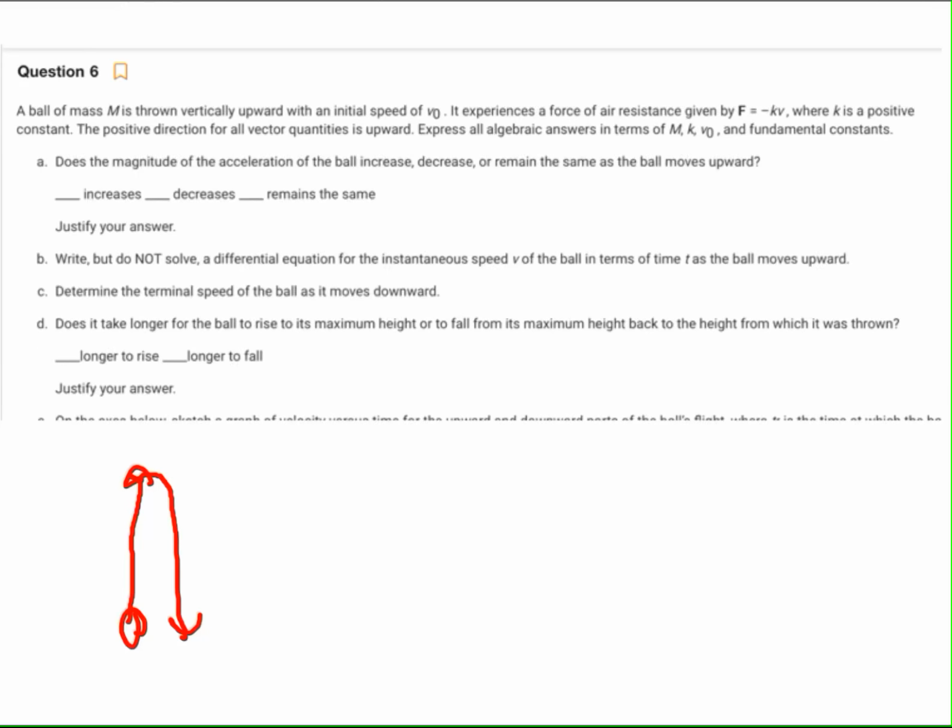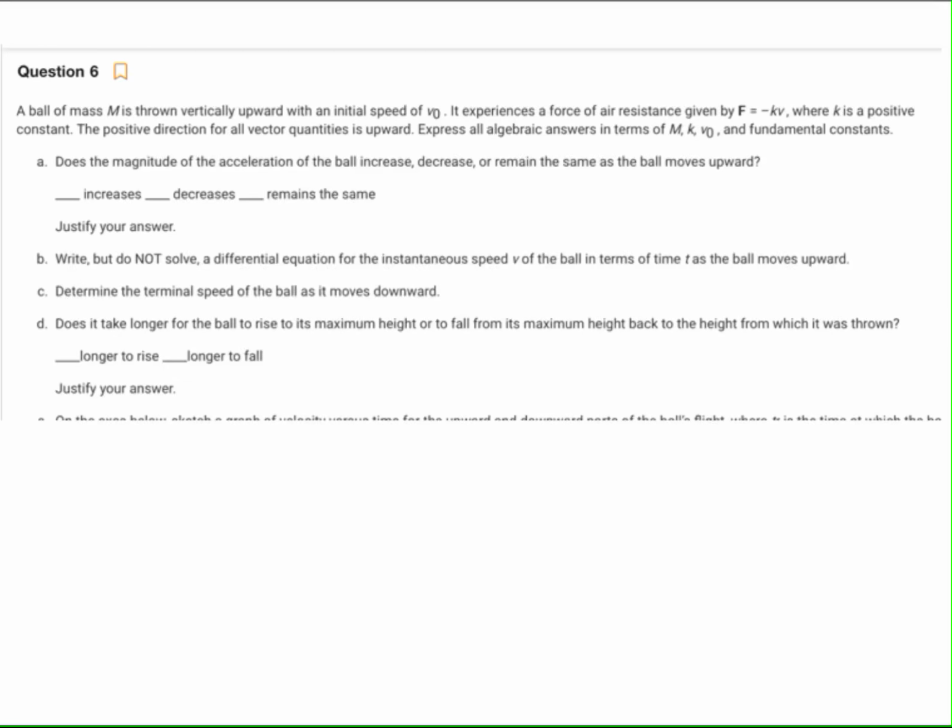So on the way up, it's losing energy, but it's losing energy, and this is going to sound crazy, at a lesser rate than it is on the way down. So it's actually going to take longer to go up than it is to go down. I have a feeling that's going to be one we're going to have to talk about on Monday, but we're going to move on.